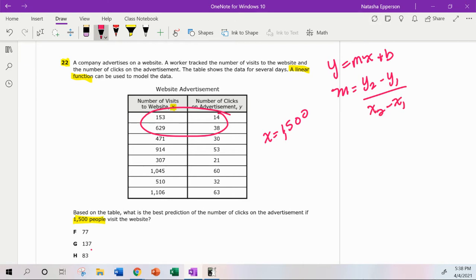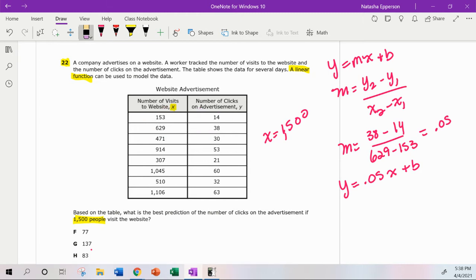Make sure you realize your y values are in this column here. So I'm going to get my slope. That's going to be 38 minus 14 over 629 minus 153. That's going to give me 0.05. So we got our slope. That's going to be y equals 0.05x plus b. So now I need to find my b value.